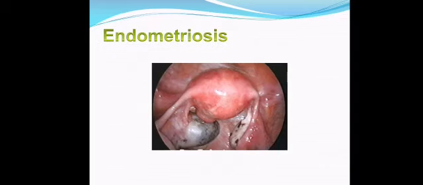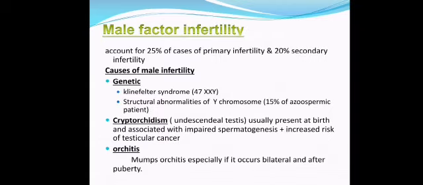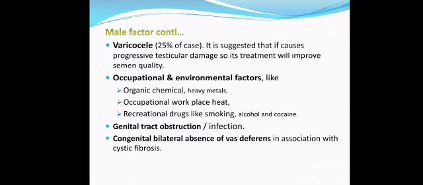Now this is a picture which shows the presence of endometriotic spots over the ovaries as dark brown spots, and on the other side the ovary increased in size, and that is an endometrioma. Now the second major cause of infertility is male factor infertility. Again, it can be due to genetic causes like Klinefelter syndrome, cryptorchidism, orchitis, varicoceles, occupational or environmental factors, genital tract obstruction, or congenital bilateral absence of vas deferens. These all can cause infertility.